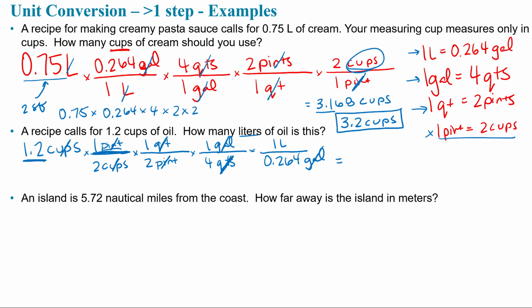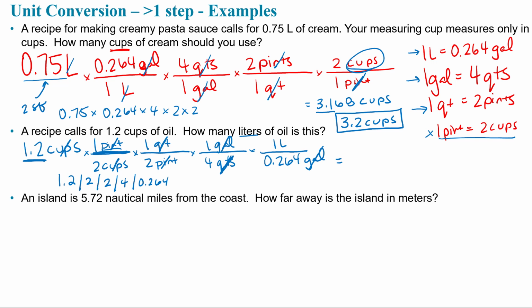So it's 1.2 divided by 2, divided by 2, divided by 4, divided by 0.264. Because you're multiplying by 1, dividing by 2, and then you're multiplying by 1, and then dividing by 2, and you're multiplying by 1, and dividing by 4. So every single time you have a number in the bottom, you divide by that number, and every single time you have a number in the top, you multiply by that number. The only time I don't do that is when the numbers are 1. So it's 1.2 divided by 2, divided by 2, divided by 4, divided by 0.264.